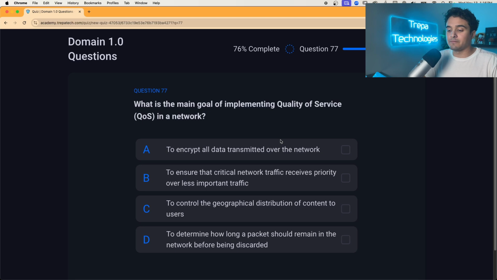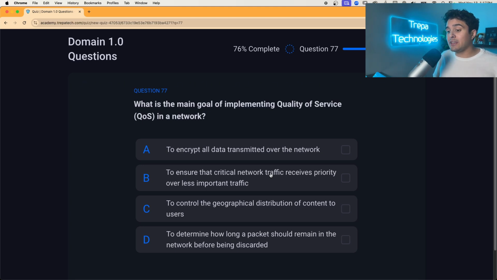Question 77. What is the main goal of implementing quality of service, QoS, in a network? Quality of service. It is there when we have congestion. We implement QoS when we notice that at some link we're getting data congestion. So what we need to do now is start prioritizing, queuing things, and marking things so that they have priority so we can utilize all of our bandwidth, with the idea in mind that business-specific applications are going to get priority, everything else can get queued.